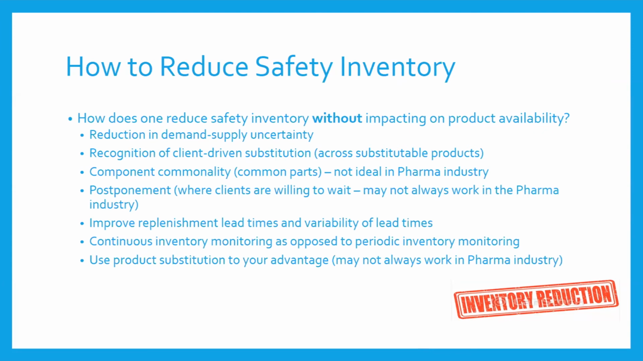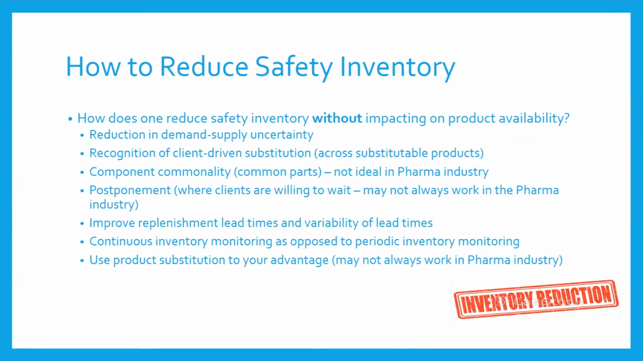So where there's a reduction in demand, supply, and uncertainty, and you are very sure that there's a reduction in this, then yes, go ahead, reduce your safety inventory. Where you recognize that there's client-driven substitution, and again, this goes back to the previous presentations, you have to have the data. So you need to know when your clients begin to substitute products.